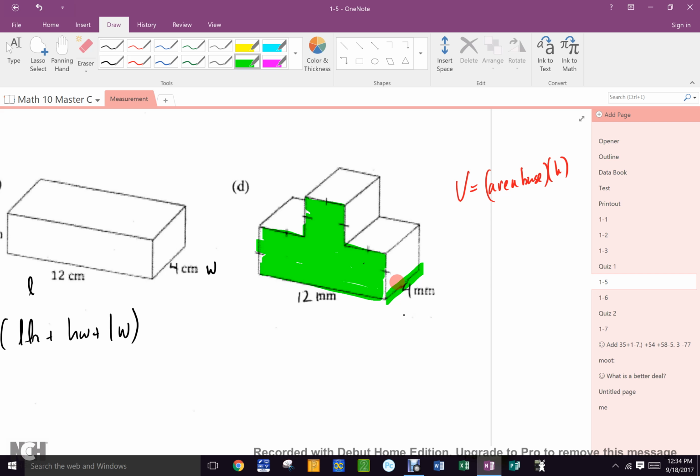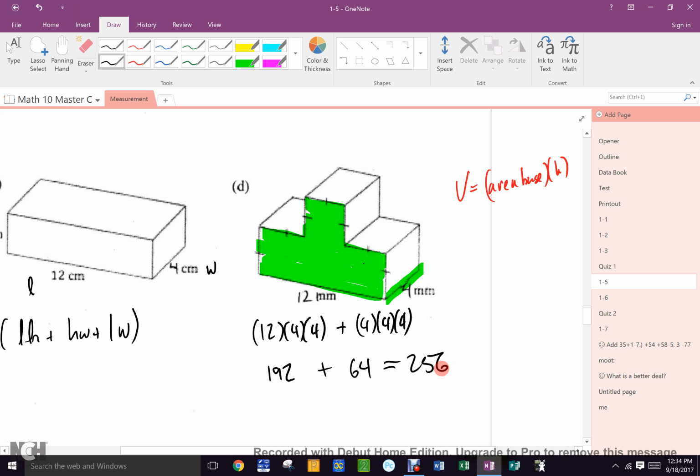Everybody cool? So if we did Nolan's way, which is the way most people did that I was heard talking, then you would have done the bottom, which was 12 by 4 by 4, yes? Which is 12 times 4 times 4, which is 192. That's length times width times height on the bottom. And then you would have added up here 4 by 4 by 4, yes? Because those are easy prisms to deal with. So 12 by 4 by 4 is 192. 4 by 4 by 4 is 64. And then you would add them together to get 256, yes?